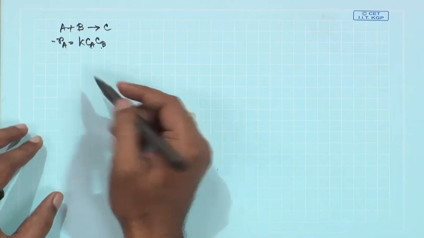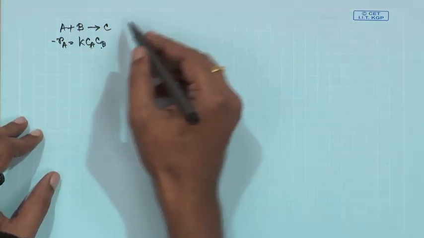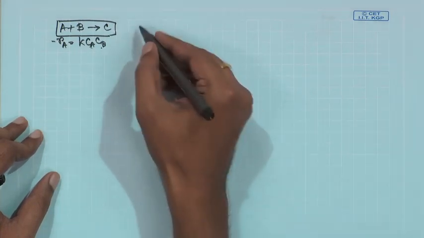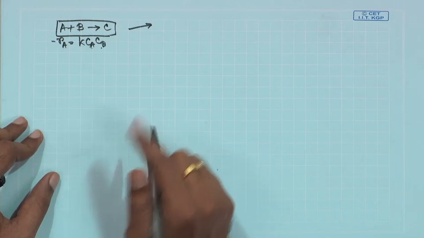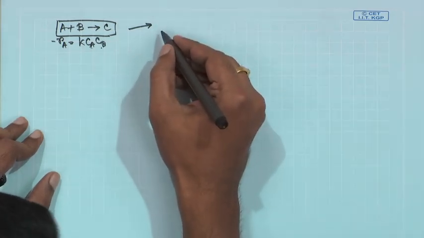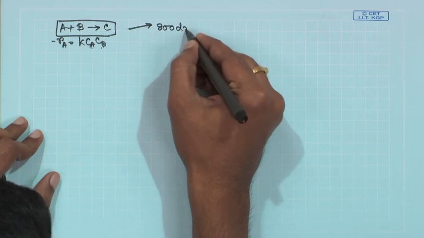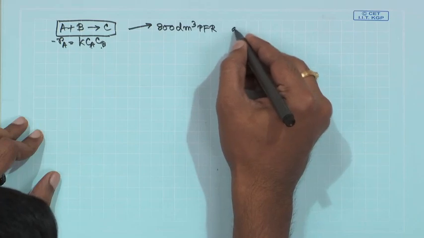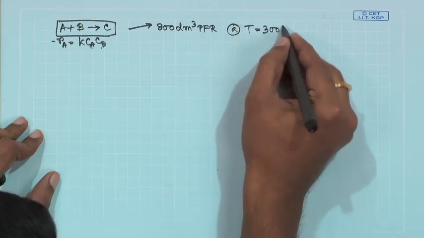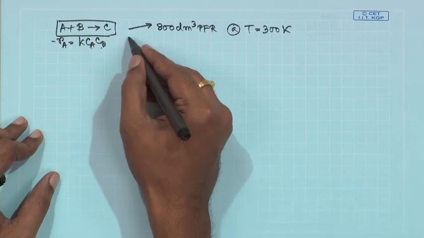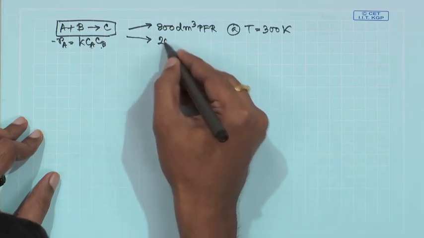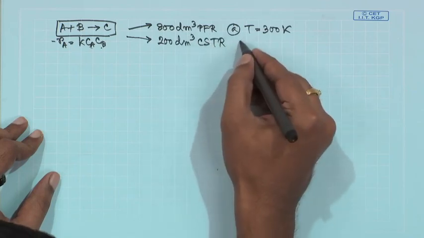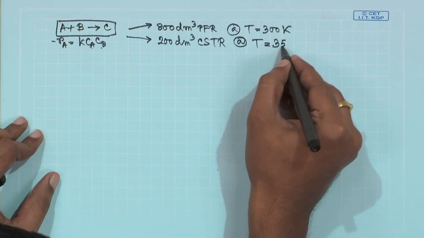Now, to do this reaction, we have two reactors available. Either you can do this reaction in an 800 decimeter cube plug flow reactor, which is operated at a temperature of 300 Kelvin. So, this is the volume of the plug flow reactor. Or you can do this reaction in a 200 decimeter cube CSTR, which is operated at a temperature of 350 Kelvin.